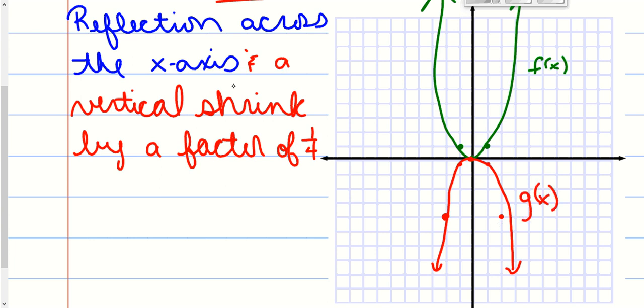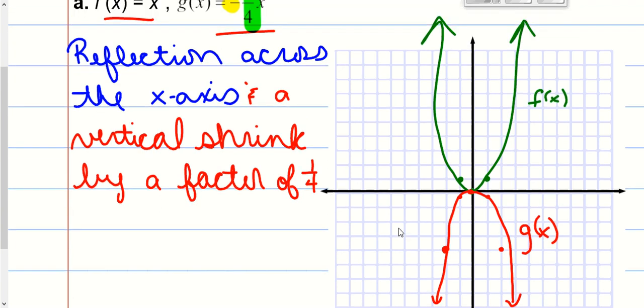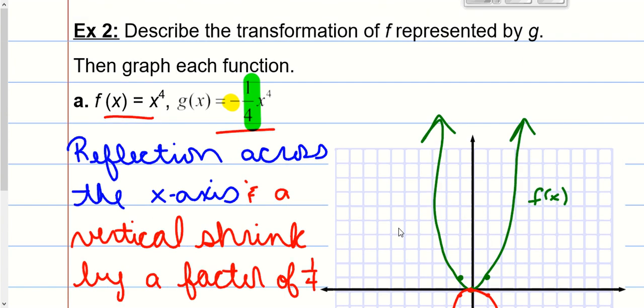And there we go. We have a reflection across the x-axis, which is shown here by it flipping, and a vertical shrink by a factor of 1/4. So it is a little squished, per se. And if you look at the graph on the calculator, you'll be able to see that a little better than the graph that I've drawn here.